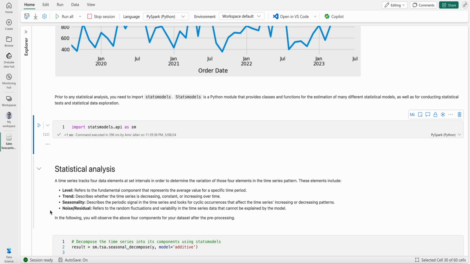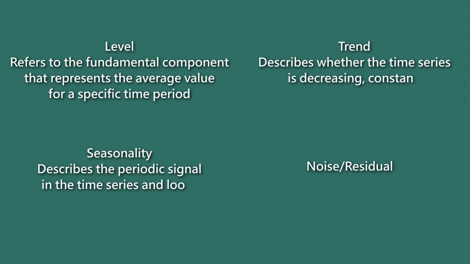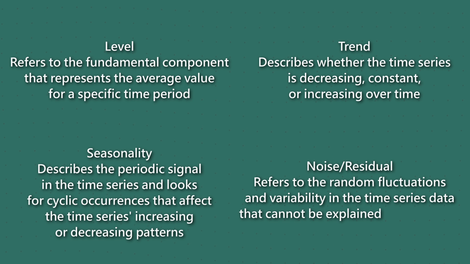And any time series tracks 4 data elements at set intervals in order to determine the variation of these 4 elements. And these 4 elements in any forecasting model or time series model include the level, the trend, the seasonality, and the noise. So as you can see here, the level refers to the fundamental component that represents the average value for a specific time period.